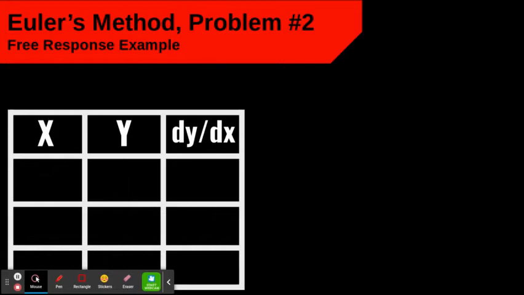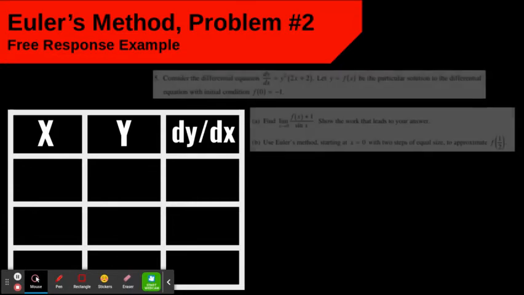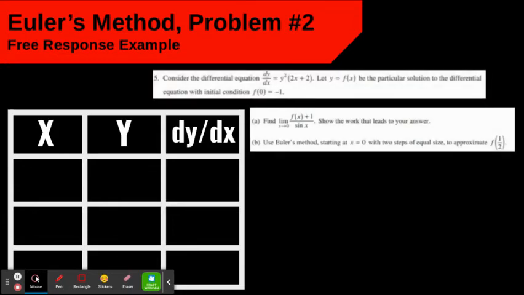We'll now be moving on to the FRQ, free response, question example. The question we'll be using is question number 5 from the 2013 BC FRQ. Question 5 reads, consider the differential equation dy over dx equals y squared times the quantity 2x plus 2. Let y equals f of x be the particular solution to the differential equation with initial condition f of 0 equals -1.